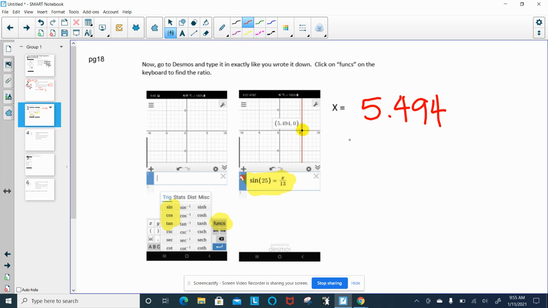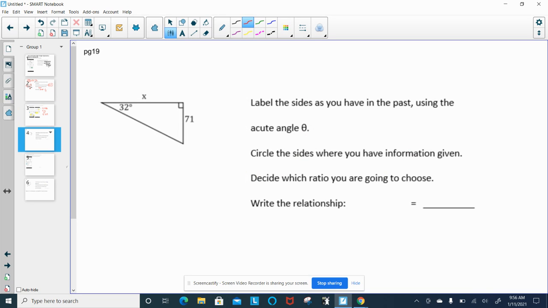So if we wanted nearest tenth, 5.4 would round up to 5.5. Or if we wanted nearest hundredth, we'd go 2 decimal places. And because this is a 4, this would stay at 9. Let's try another one.